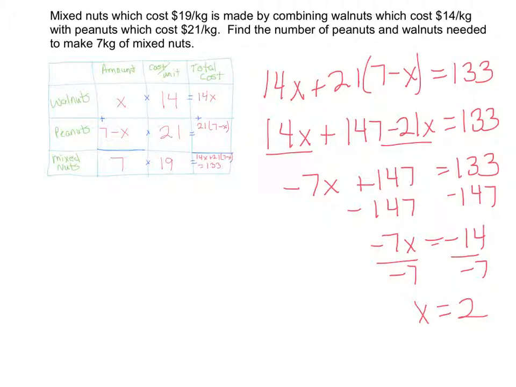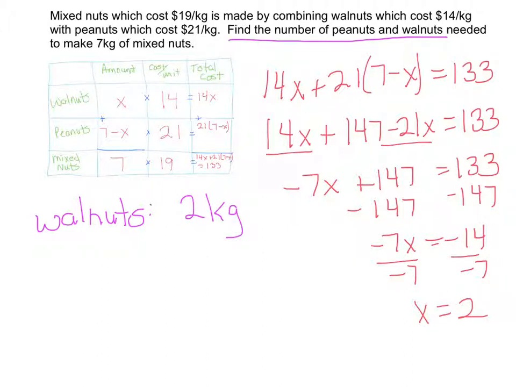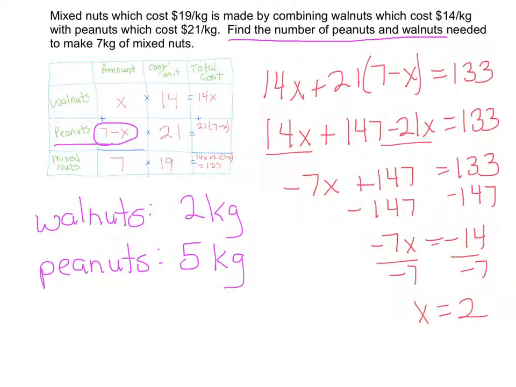Okay, now let's make sure we answer the question. It says find the number of peanuts and walnuts. Walnuts is easy because it's just x. And x is 2. So walnuts would be 2 kilograms. Peanuts isn't that hard either. It's just one extra step. Peanuts says 7 minus x. So if we take 7 minus 2, that would be 5 kilograms. And if you add 2 and 5 together, notice you do get 7, which is the total amount.